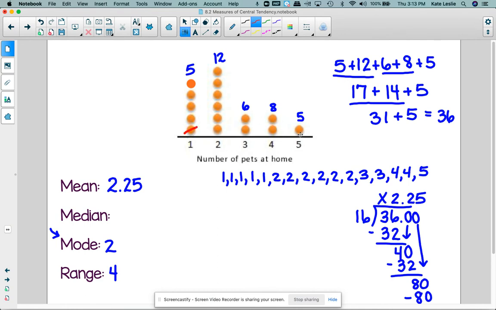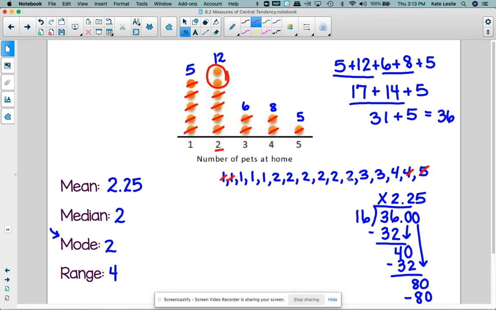So one low, one high, one low, one high, and so on, and you've got these two, because if you cross off one low, one high, you're going to have 2 in the middle. The nice thing is they are under the same category, which is 2, so your median is 2.